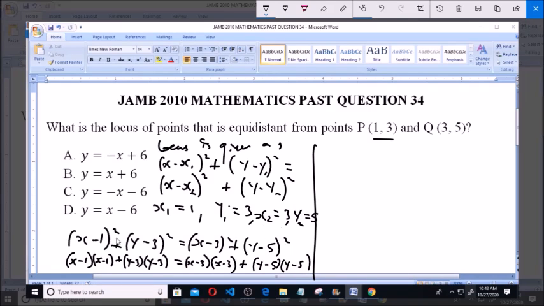So from this we can now open the brackets, that is x will multiply x and multiply minus 1, and also minus 1 will multiply x and multiply what?